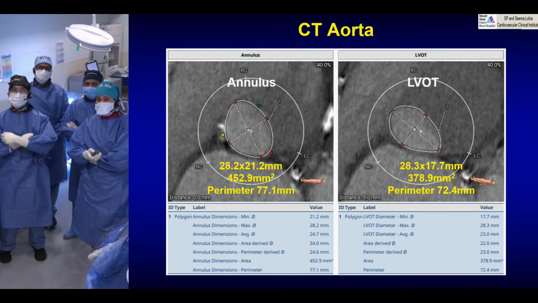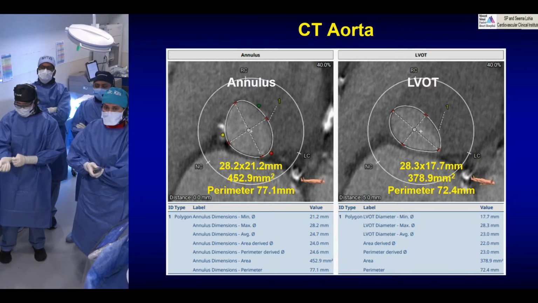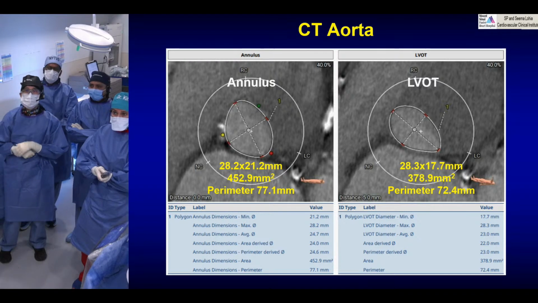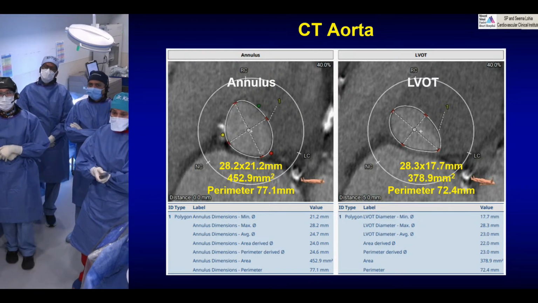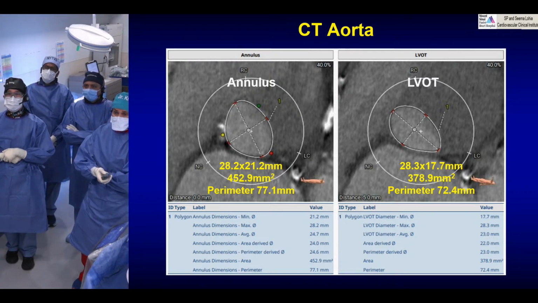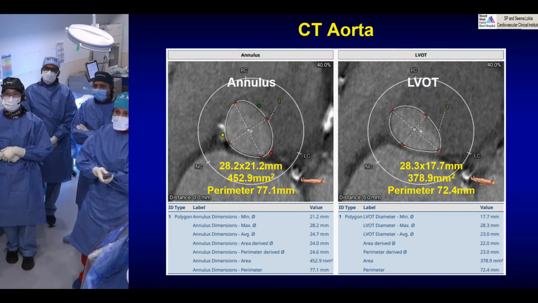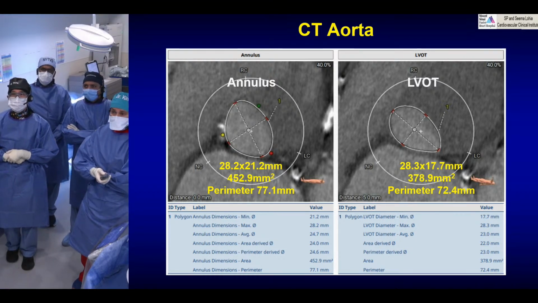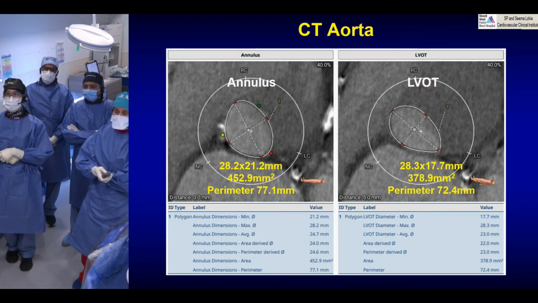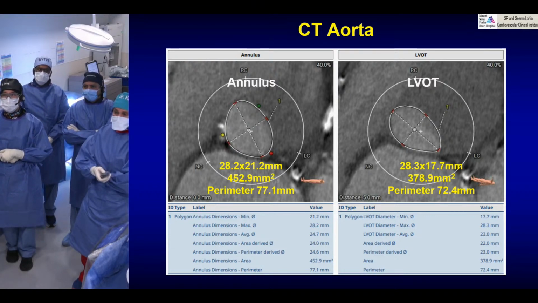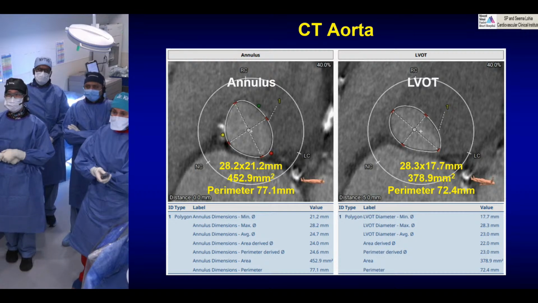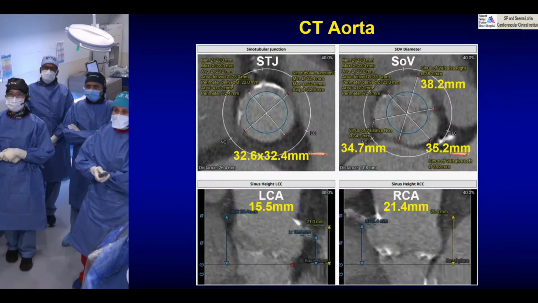Okay, Gilbert. Yeah, so this is a case that we commonly see in clinic. I think that's why we present it today. We're not showing an esoteric case. You can see the annulus mean diameter is around 24, the area is 453 and perimeter is 77. The LVOT is a bit smaller, tapers down to around 379, perimeter 72, and the mean diameter is around 22, 23. Next slide. So keep those numbers in mind.